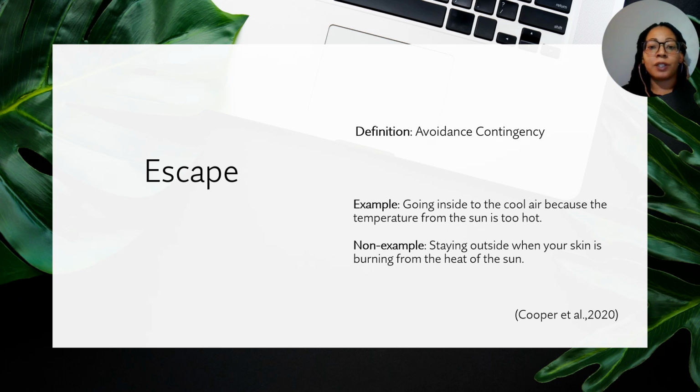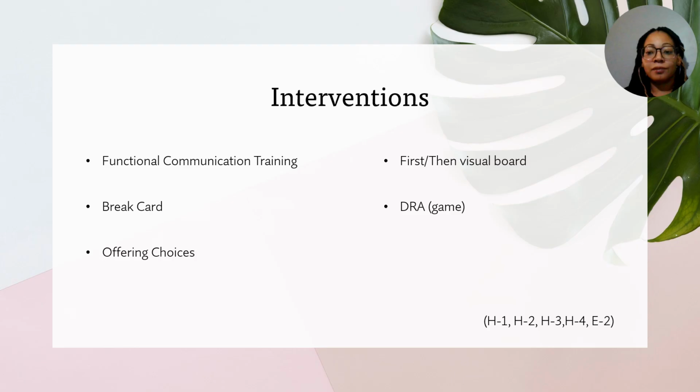Cooper et al. 2020 defines escape as an avoidance contingency. An example of this would be the patient going inside for cool air because the temperature from the sun is too hot. A non-example would be staying outside when your skin is burning from the heat of the sun.